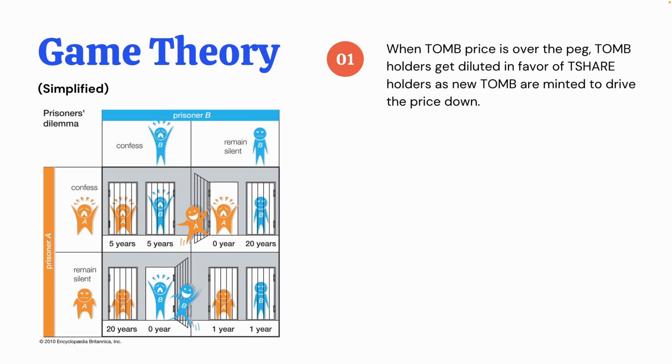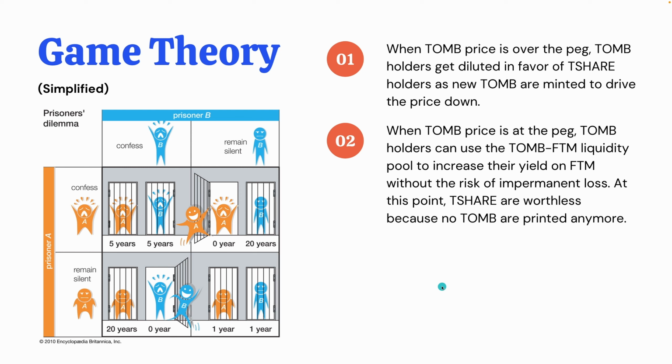So this is what is happening when the Tomb price is less than 1 Phantom. This is what the peg means, because Tomb is pegged to the Phantom price. So 1 Tomb should be valued at 1 Phantom. This is the goal behind this project. Now, the next point is when the Tomb price is at the peg, Tomb holders can use the Tomb Phantom liquidity pool to increase their yield on Phantom without the risk of impermanent loss. So then you don't have any impermanent loss because they have the same value, Tomb and Phantom.